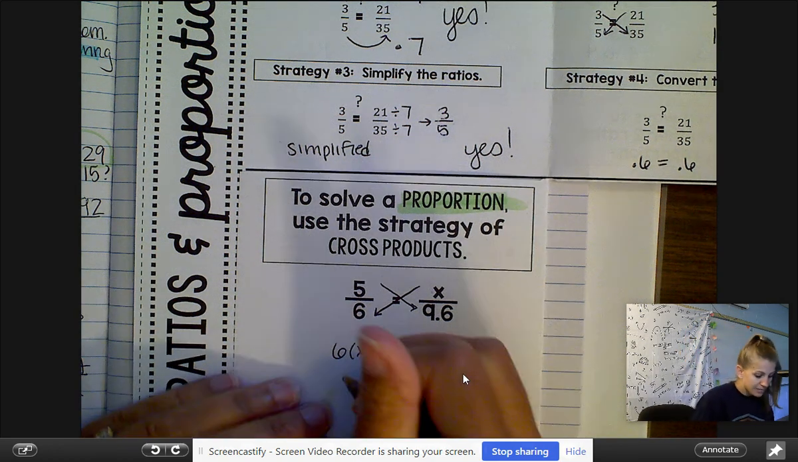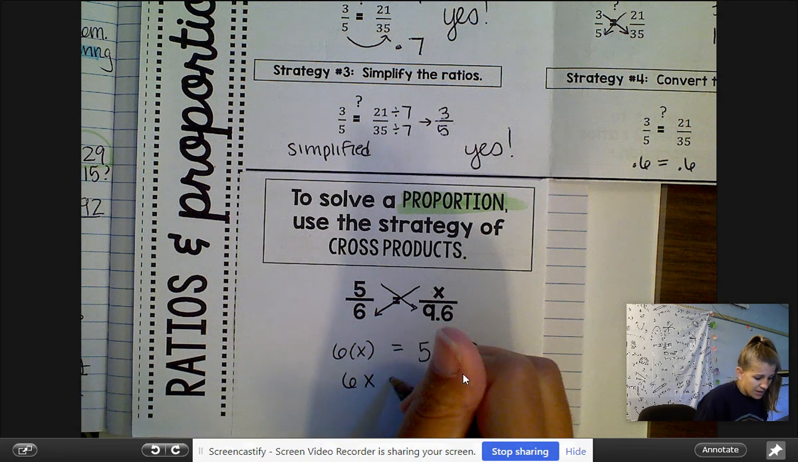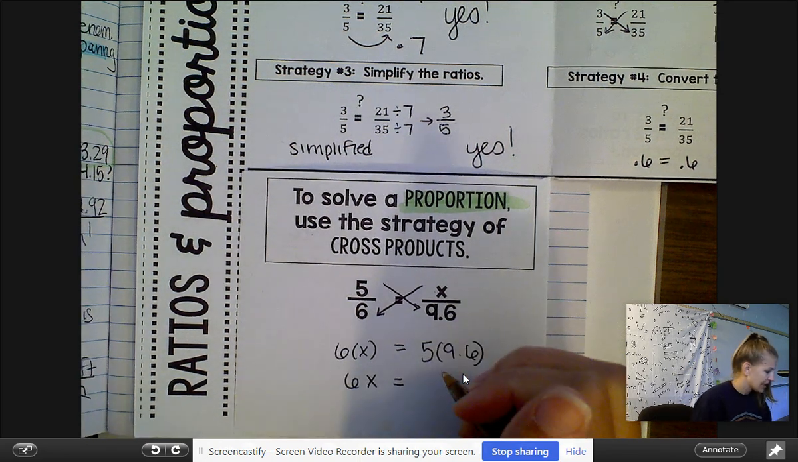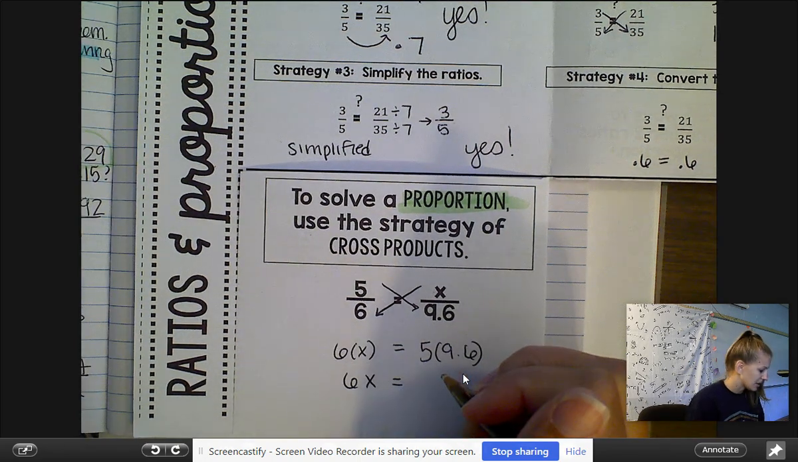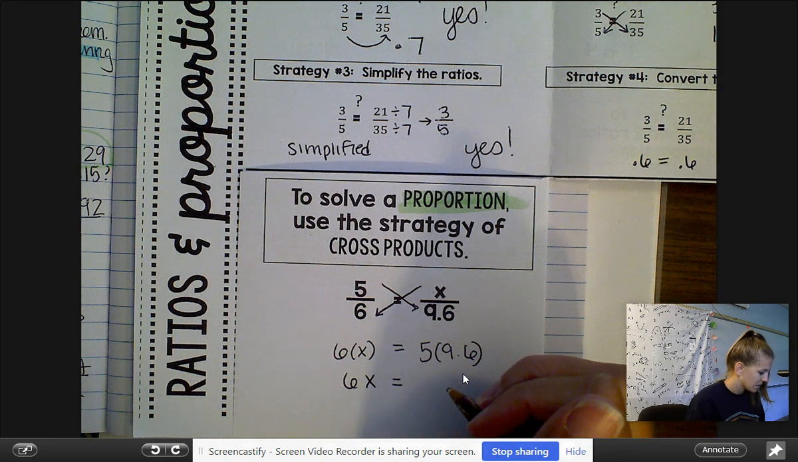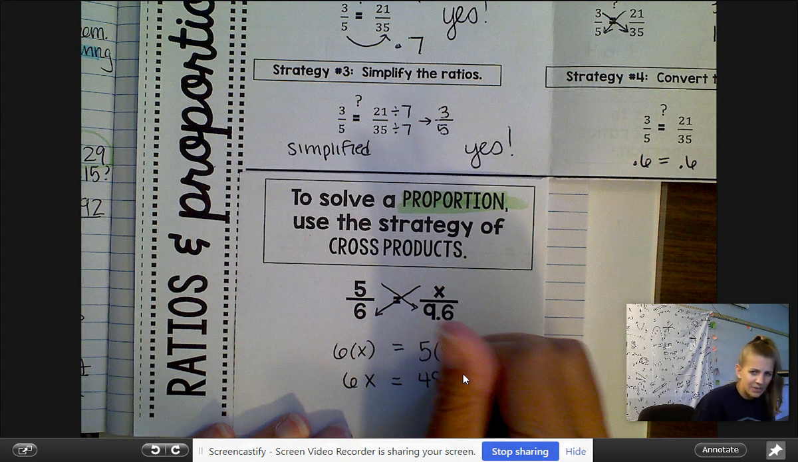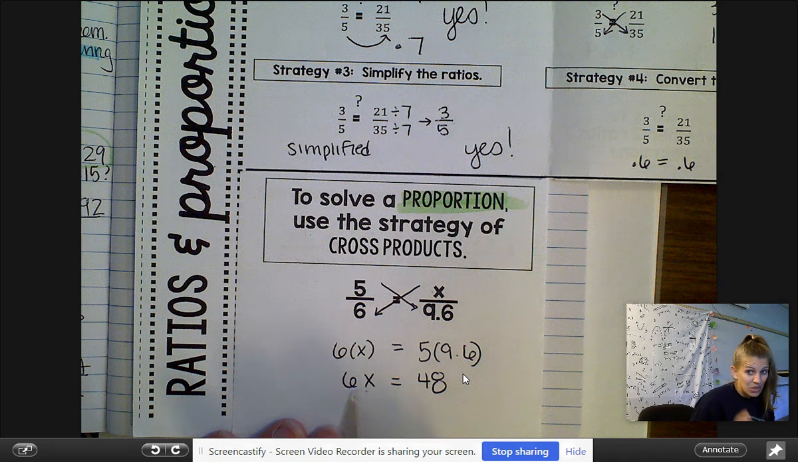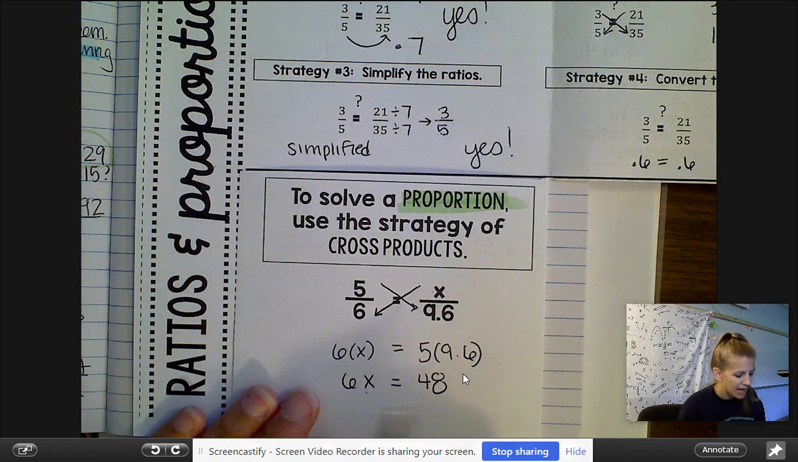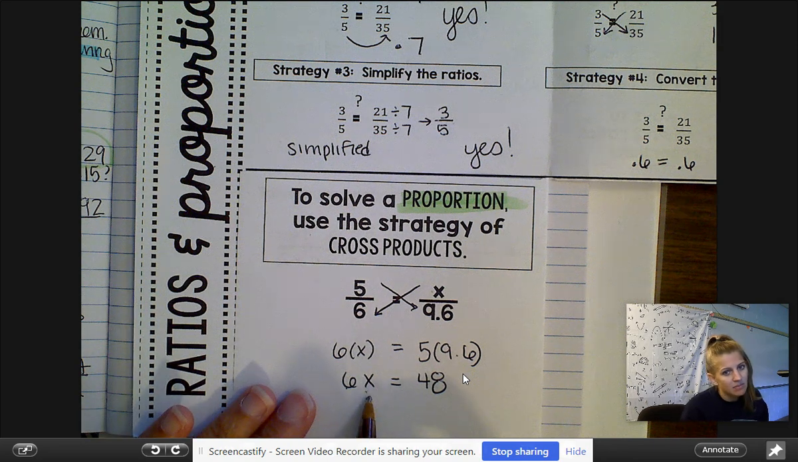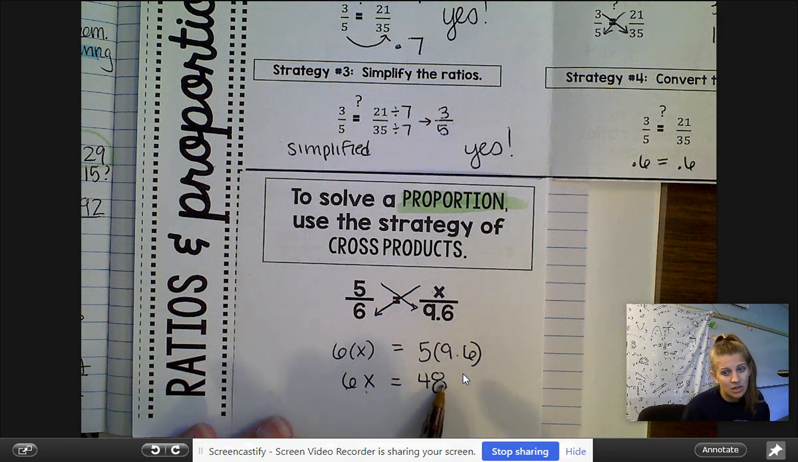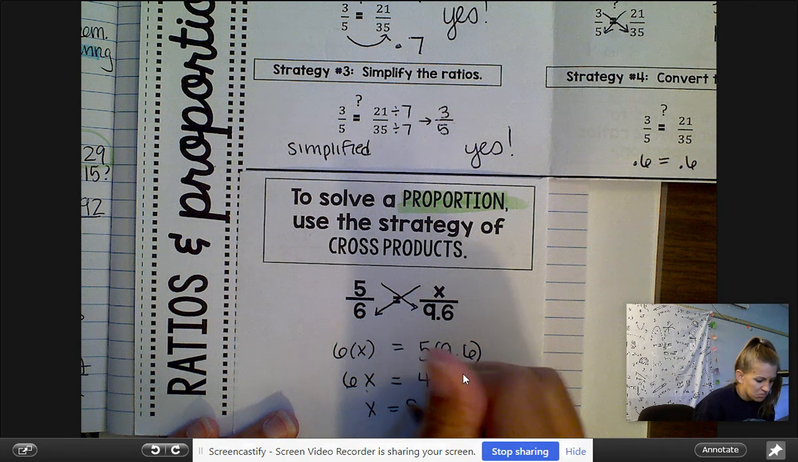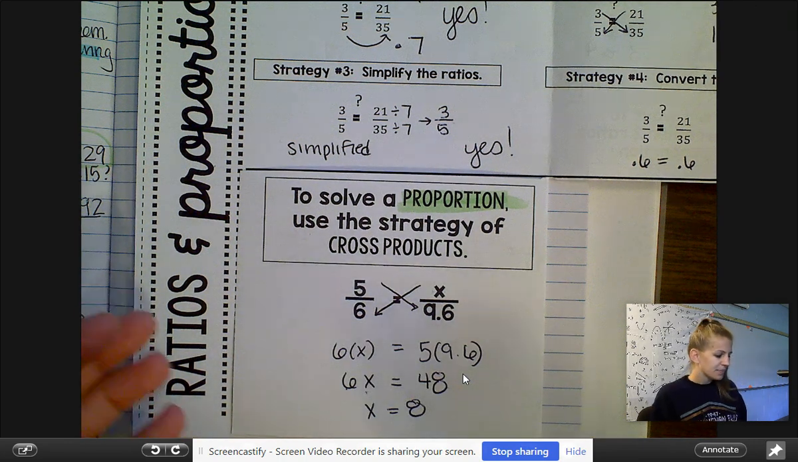So over here, 6 times x is just 6x. 5 times 9.6 is a number that my calculator is going to tell me because I hate decimals. 9.6, 48. Oh, how nice. That's so cute. Then to solve for x, and we haven't really talked about this yet, but I think maybe you remember, I can think 6 times what is 48? And I think that's 8. Just use a little mental math there.